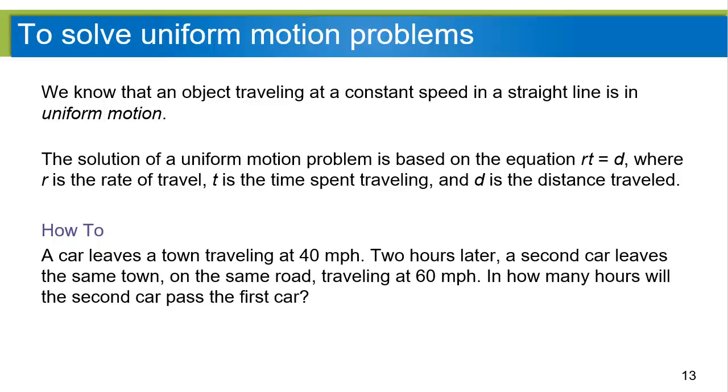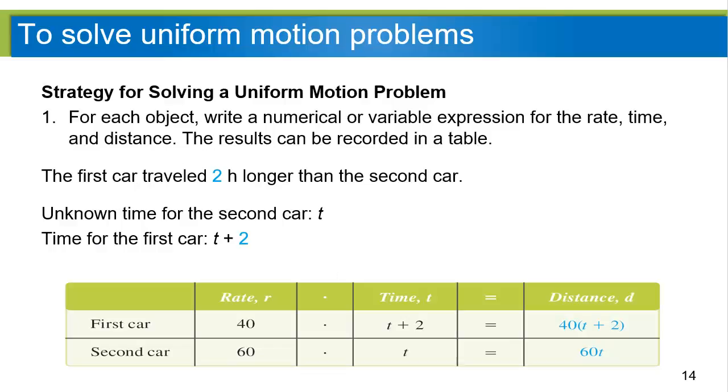For instance, a car leaves a town traveling at 40 miles per hour. 2 hours later, a second car leaves the same town on the same road traveling at 60 miles per hour. In how many hours will the second car pass the first? Okay, we can do it with a table. Now, I would suggest drawing a picture. Anytime you've got uniform motion problems, it's always a good idea to draw a picture, right?